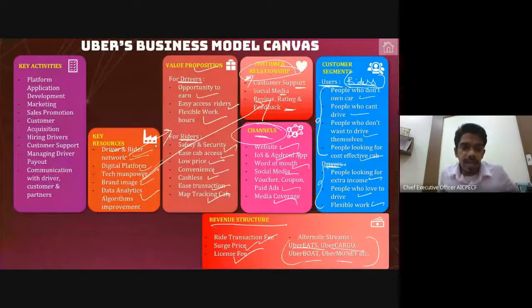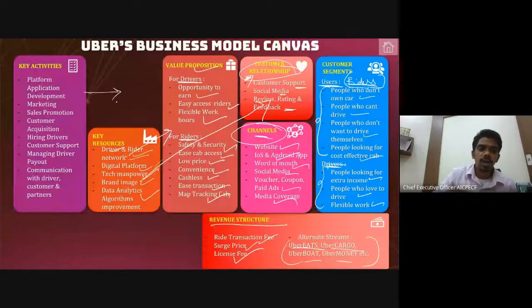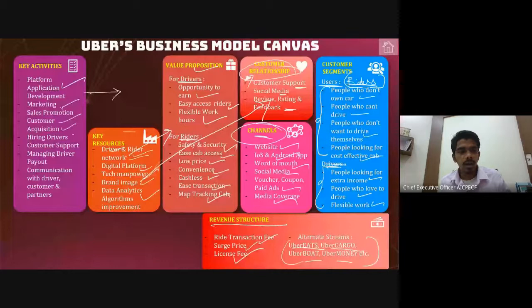And what are all the key activities that I'm doing? Actually, key activities inge varum. Since I am mapping a lot, I am keeping it in the left corner. Key activities என்னென்ன? So இதெல்லாம் பண்றதுக்கு என் key activities என்ன? ஒரு platform application development பண்ணணும் இல்லையா? I need to develop an iOS or an Android app for Uber. Marketing has to be done. Sales promotion has to be done. Customer acquisition has to be done.